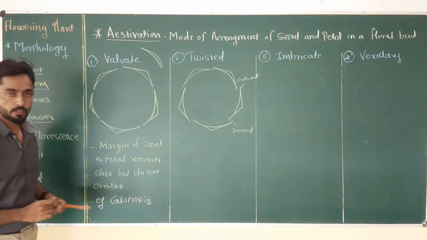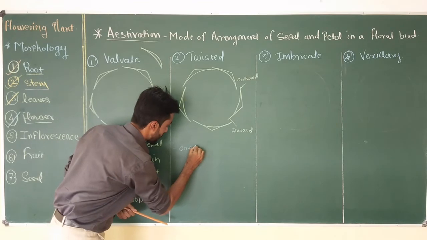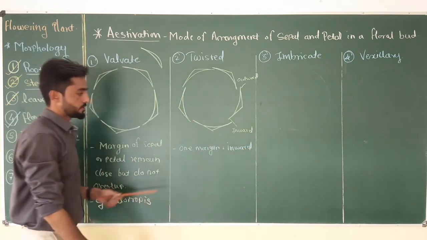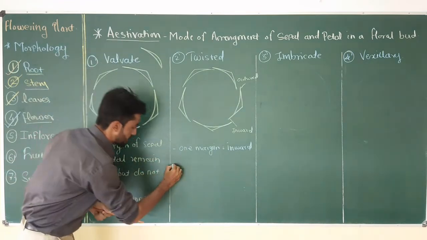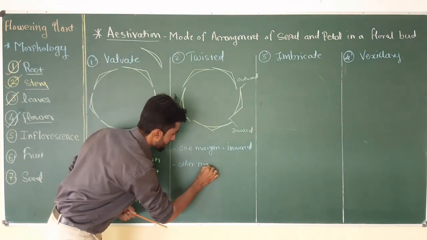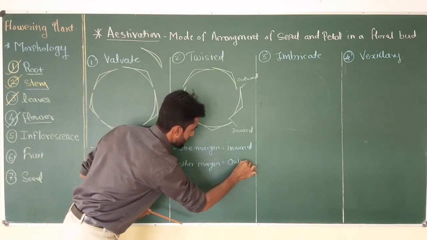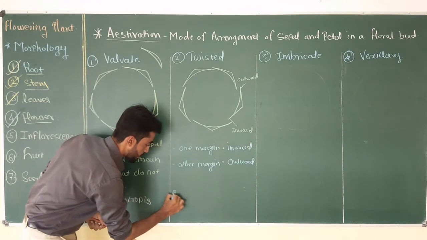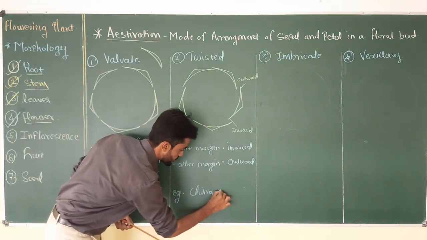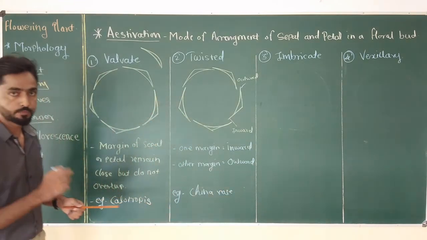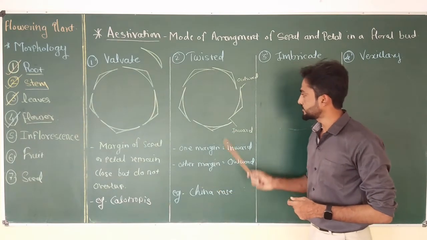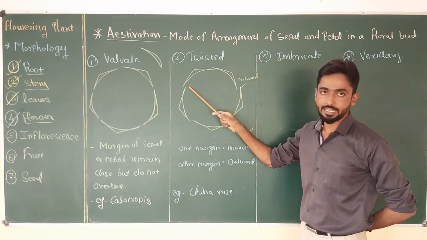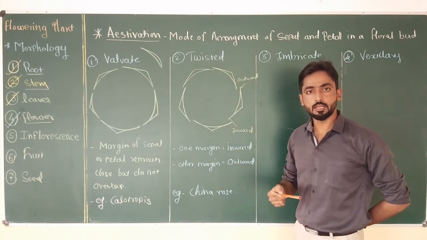Each sepal shows one outward margin and one inward margin. So the characteristic feature of twisted aestivation is that one margin is inward, which is overlapped by the margin of the adjacent sepal, while the other margin is outward, which overlaps the margin of the adjacent sepal. A well-known example of this type of aestivation is found in China rose. If we observe the flower of the China rose plant, you can see this type of arrangement of sepals and petals. Each sepal shows one outward margin and one inward margin, one overlapped margin while the other margin is overlapping.